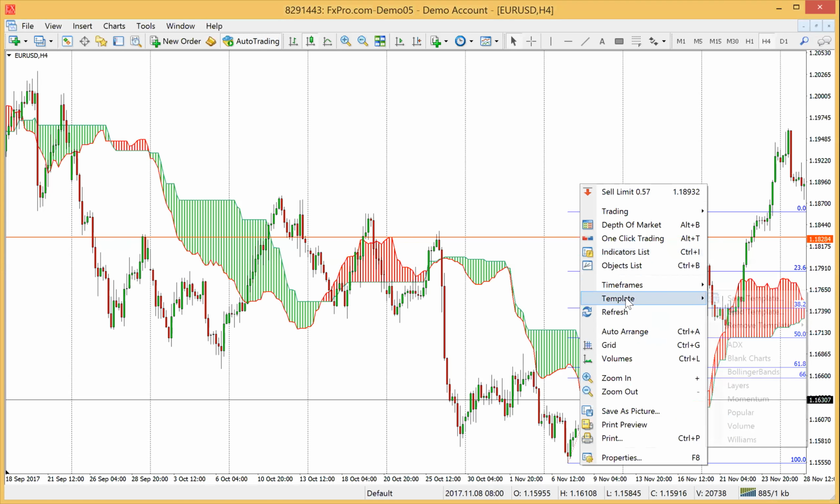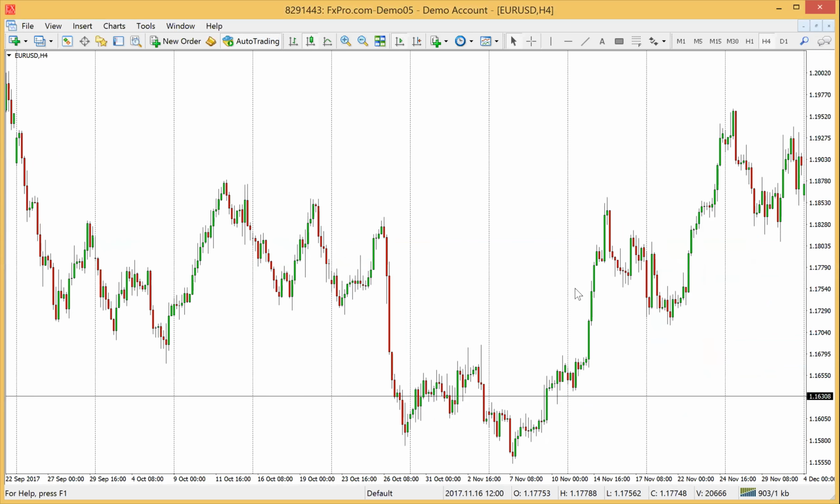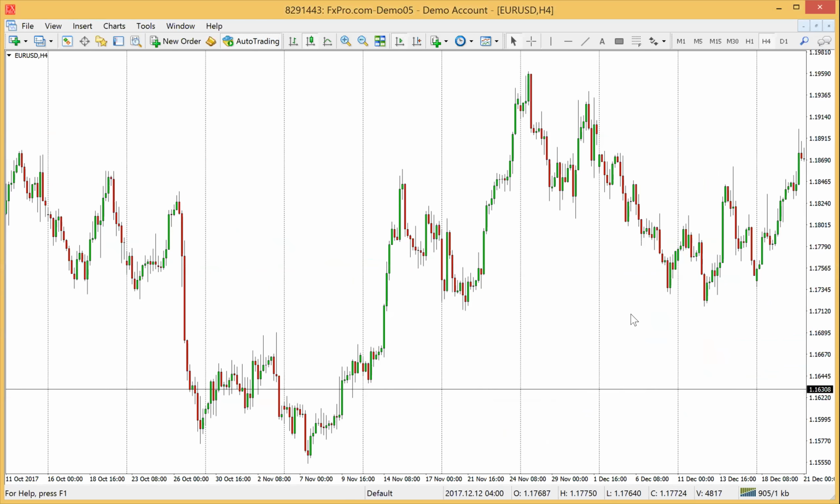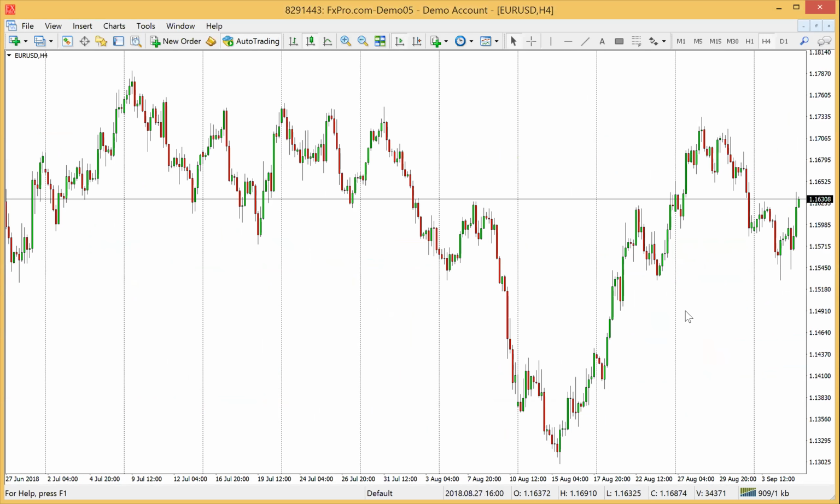So, blank chart. Marvin, you need to show me where it is. So now we'll show the Fibonacci. Does everyone know what Fibonacci is?